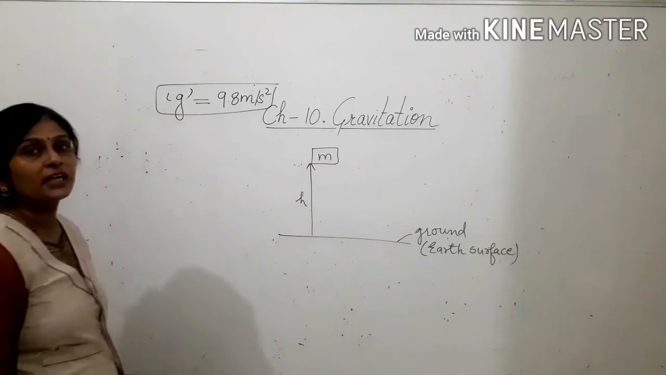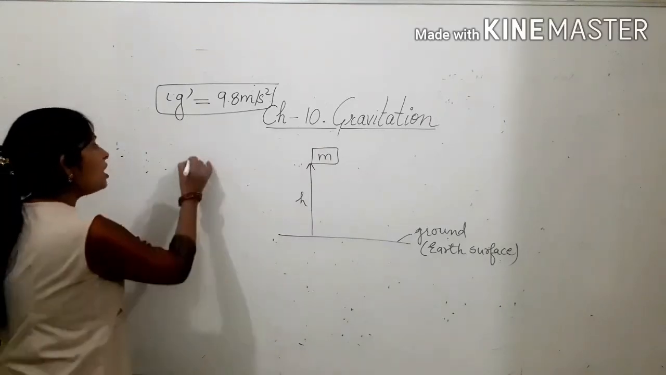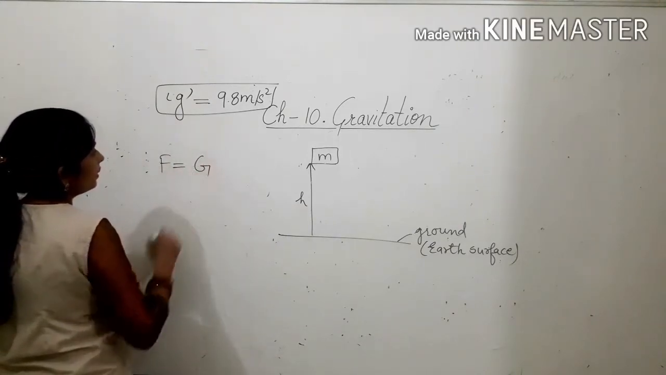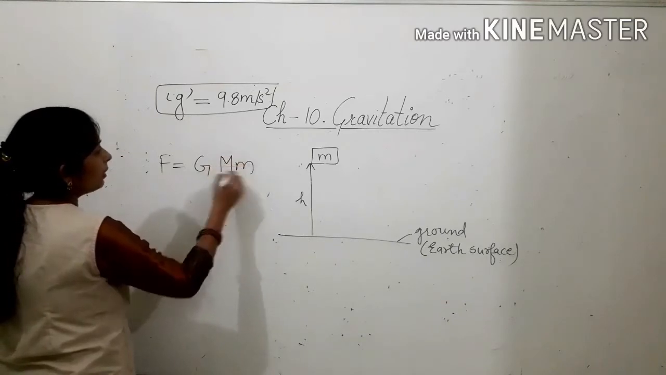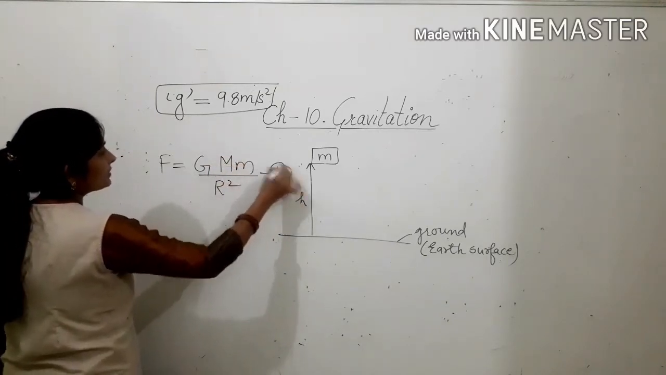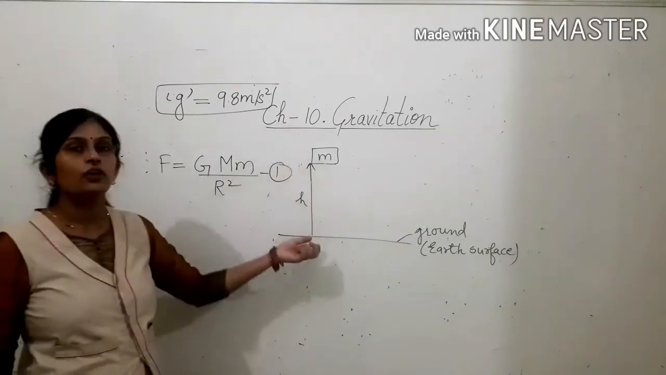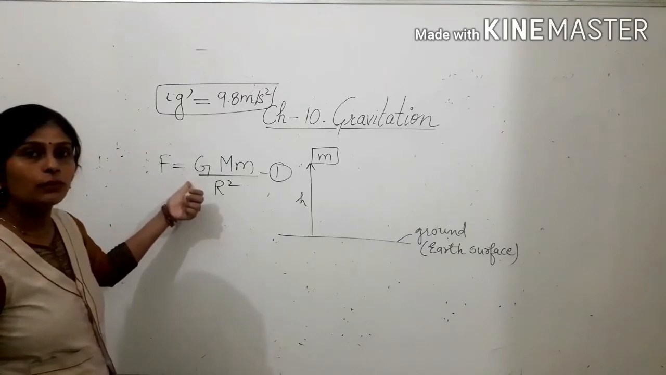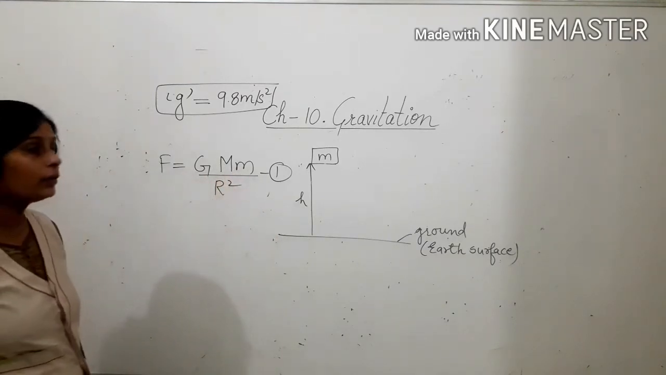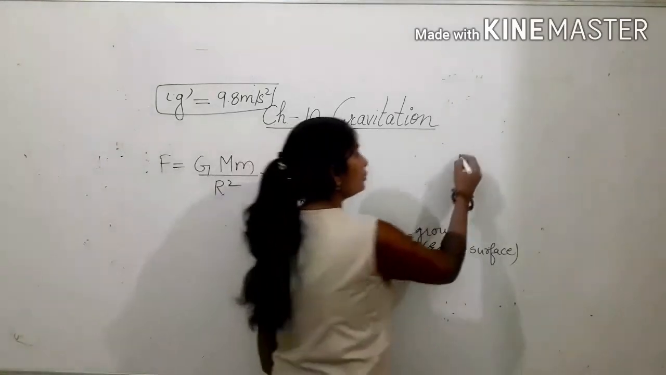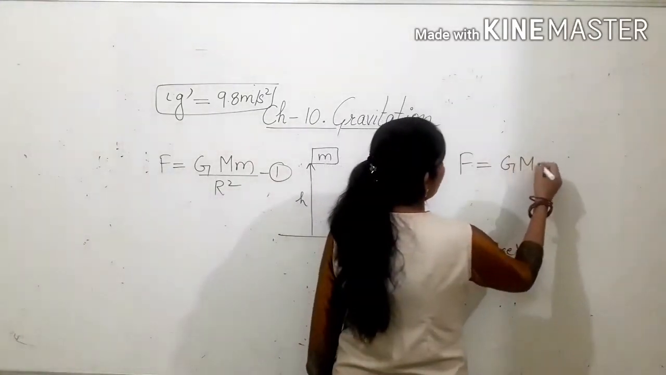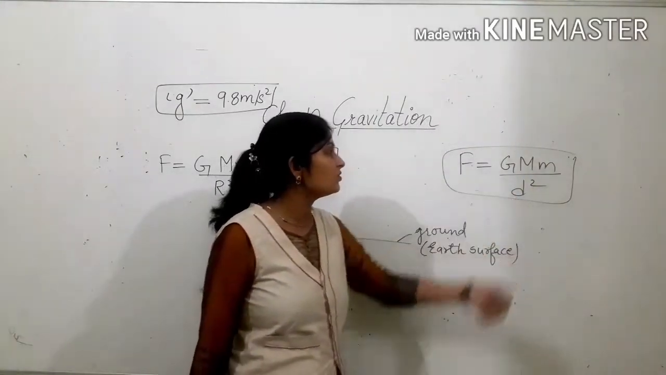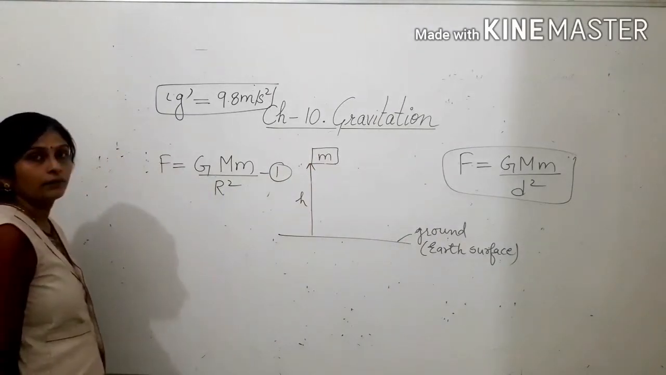This freely falling object experiences a gravitational force. So the formula of gravitational force is F equals G M m upon r square. This is the first step. As this freely falling object experiences a gravitational force F, which is equal to G M m upon r square. Now you are thinking that previously I told you gravitational force is equal to G M m upon d square. Now I have replaced this d with r.